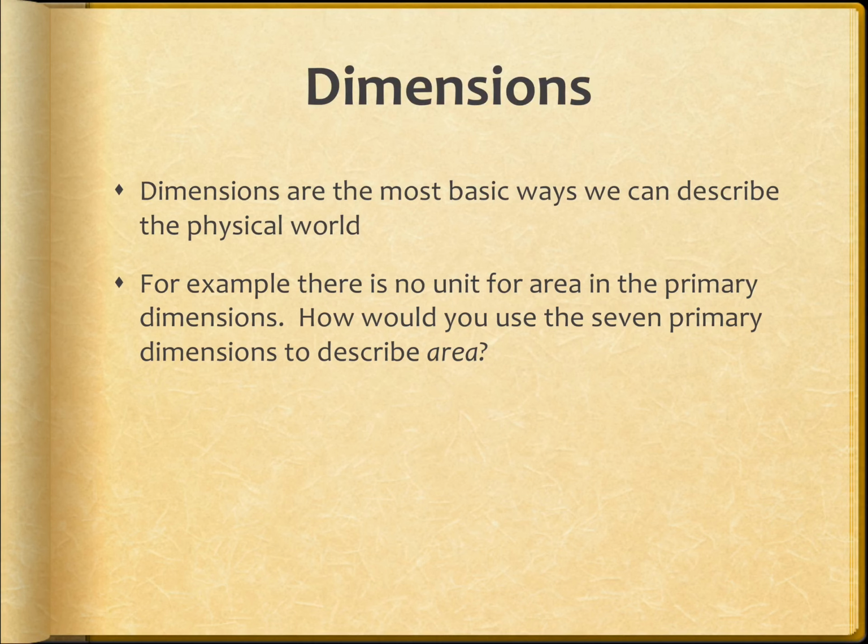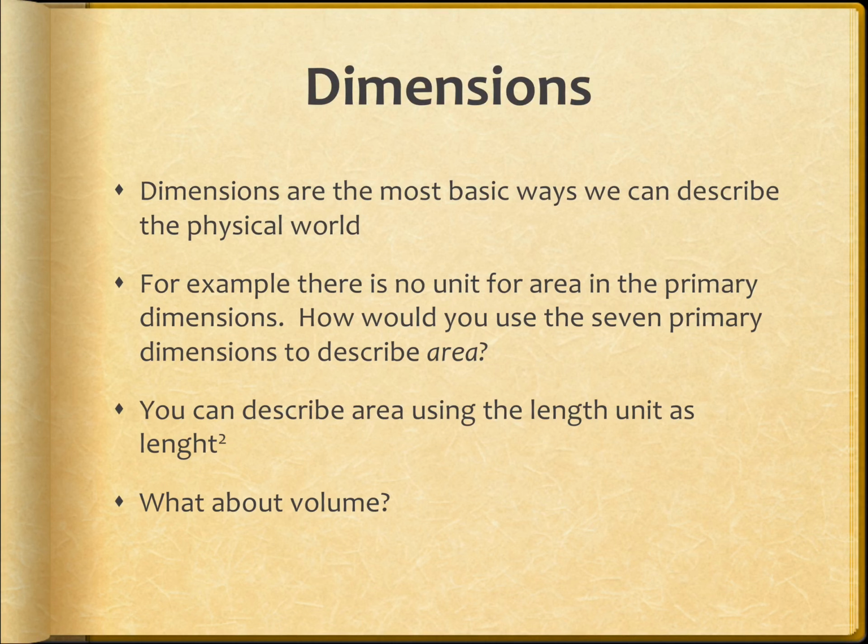So if we have area, right? Area is length times length. How would you think that we would, using the 7 primary dimensions, describe area just using dimensions? Well, since area is length squared, you can just write area as length squared. If you think about a 1 foot by 1 foot area, if you multiply those times each other, you have 1 square foot, right?